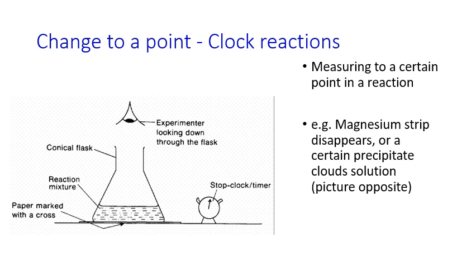And you also have change to a point, so this is a visual test, like clock reactions. You basically have a piece of paper with a cross on it, and as the precipitate forms, you can no longer see the cross, and you just time how long it takes for the cross to disappear. Good for precipitation reactions.